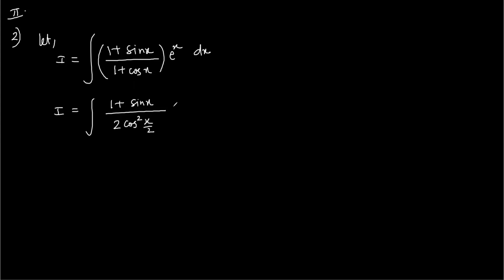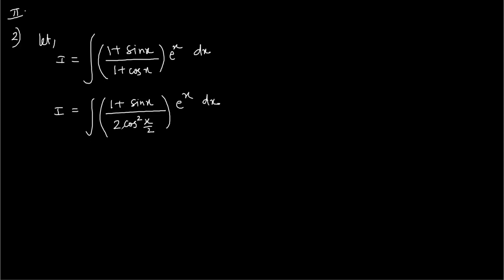This is a well-known formula. You all know it. 1 plus cos is 2 cos square. 1 minus cos is 2 sin square. And whatever angle you have with cos, you will write half of this. So here I had x, I wrote x by 2. If I had 2x, I would write x. So write half. Here we get x by 2. And here you have e raised to x dx.